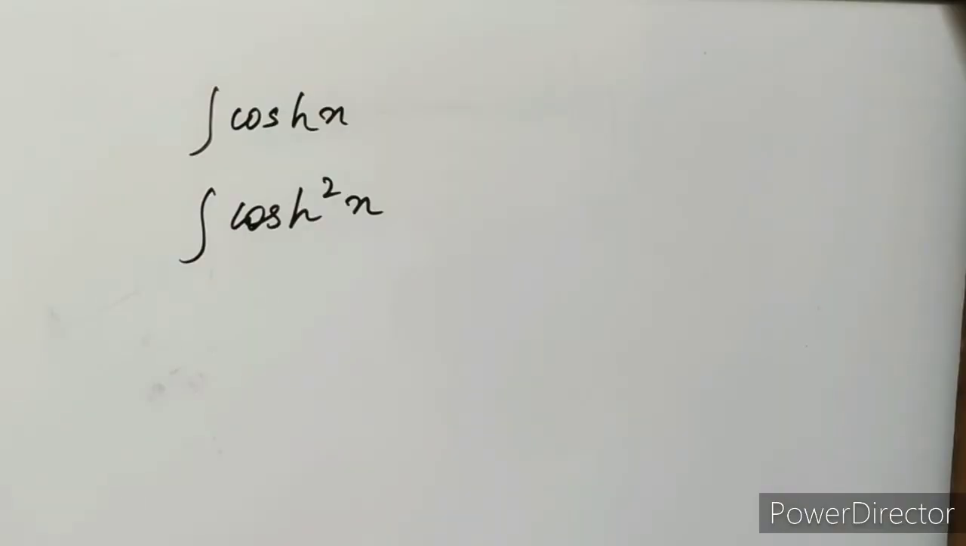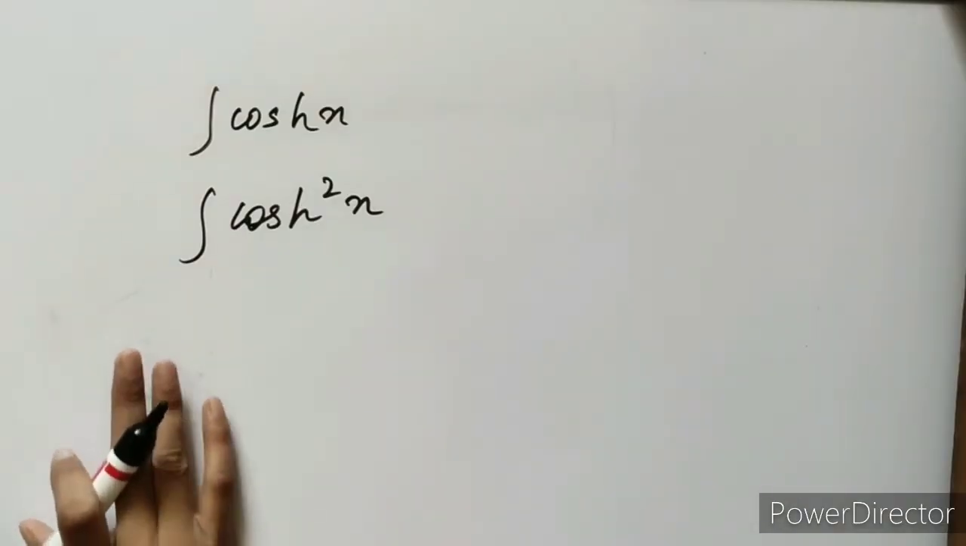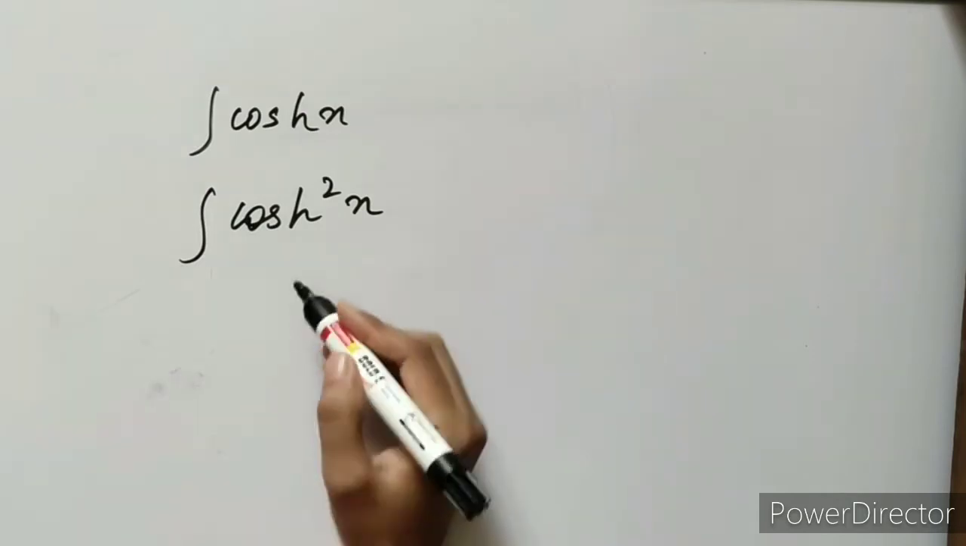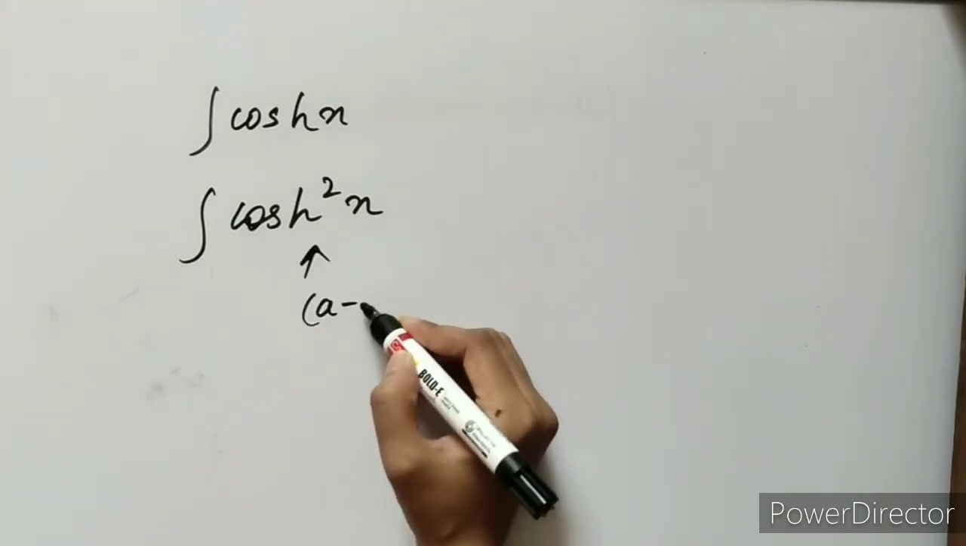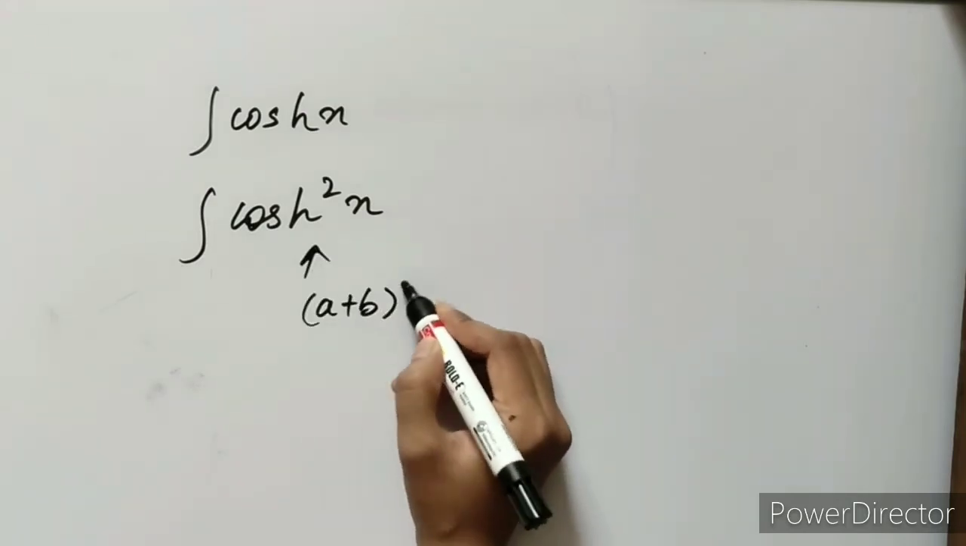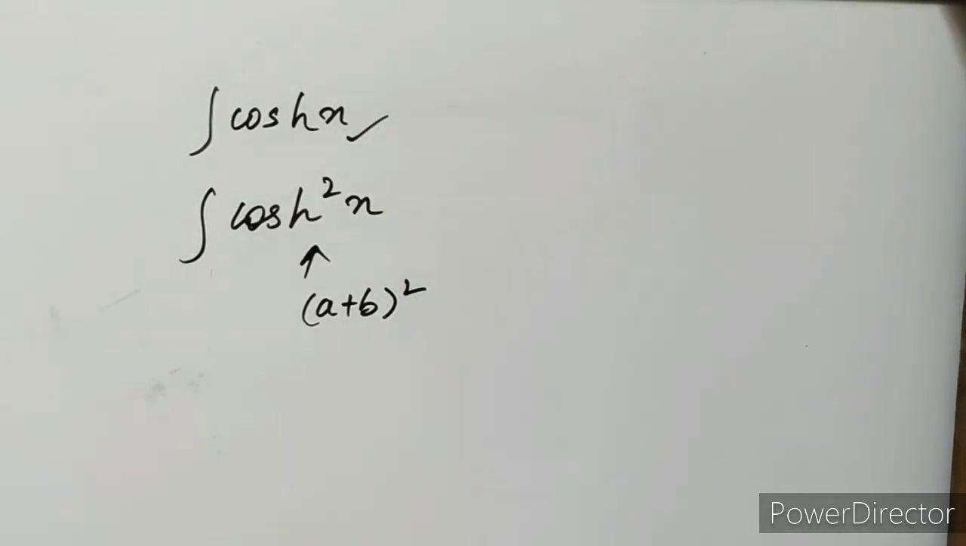In a similar way you can go for these integrations, and these are much simpler than that. In this you will have to use the identity of (a plus b) whole square, and in this there is no use of identity. So I hope these questions will be easier for you now.